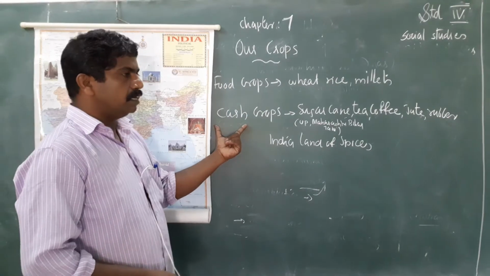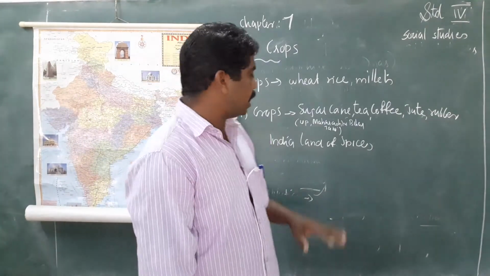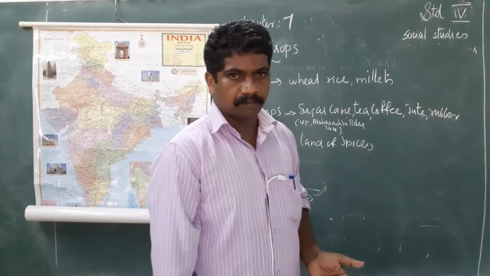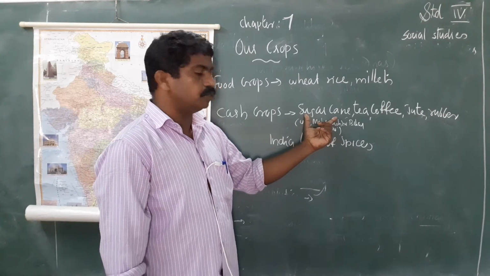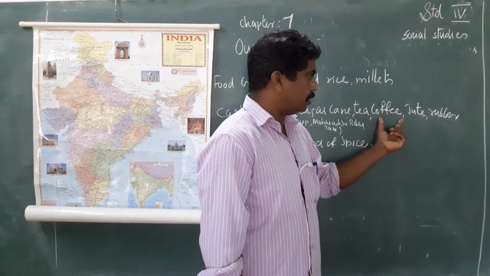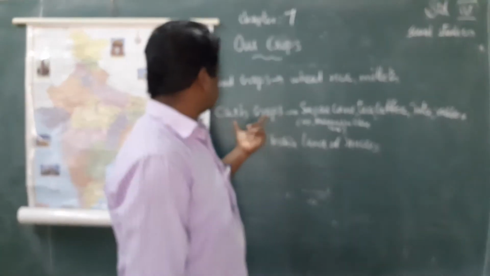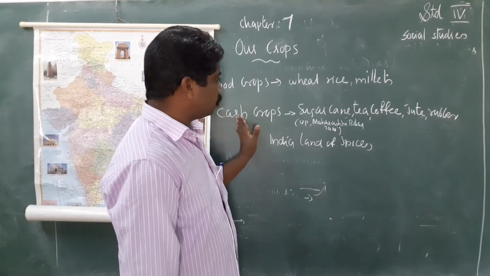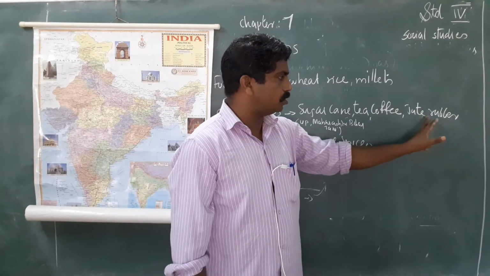The second type of crop is called cash crops. Cash crops are used as raw materials in industry. For example, sugar cane is used to produce sugar. Tea, coffee, jute and rubber come under cash crops. What are cash crops? Sugar cane, tea, coffee, jute, rubber, etc.